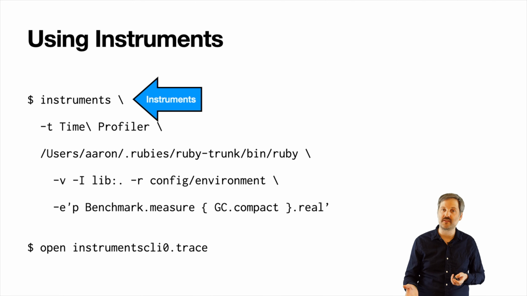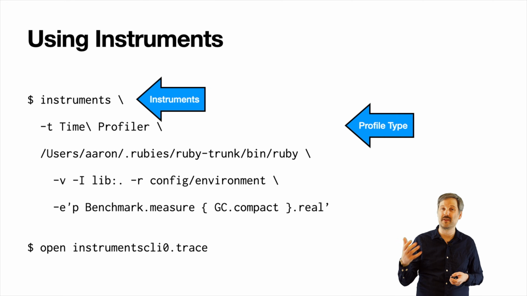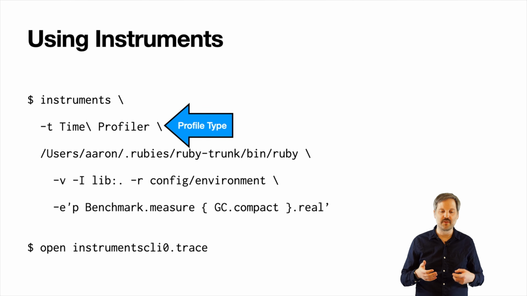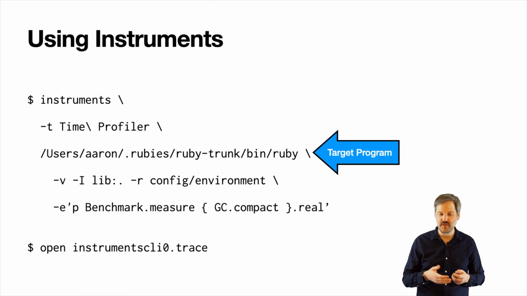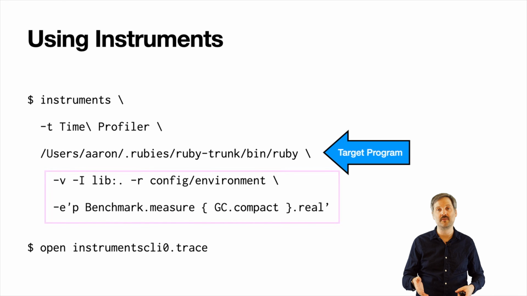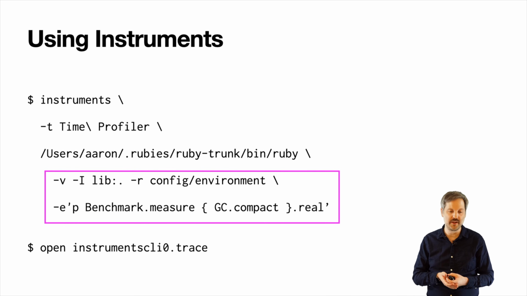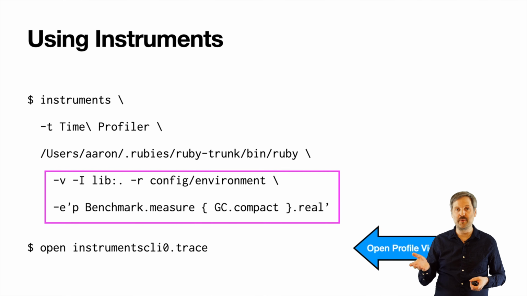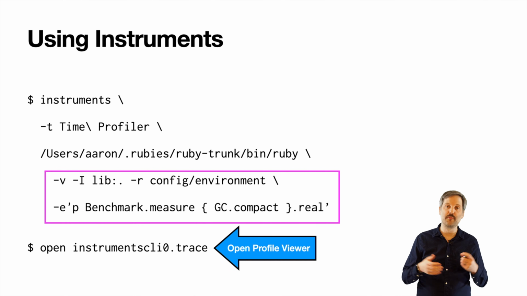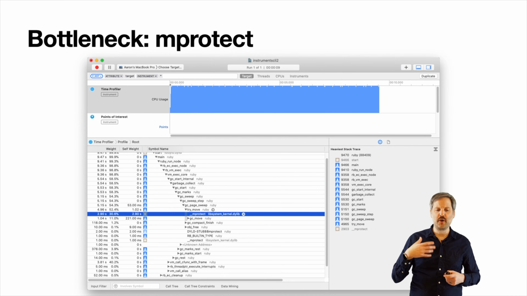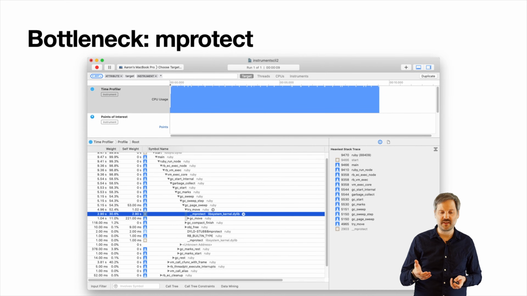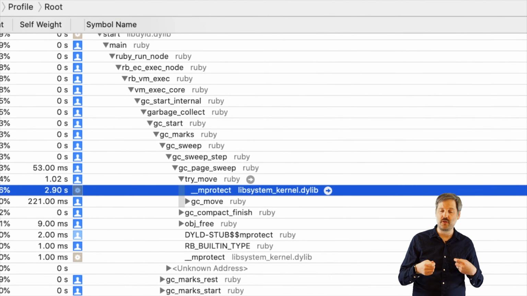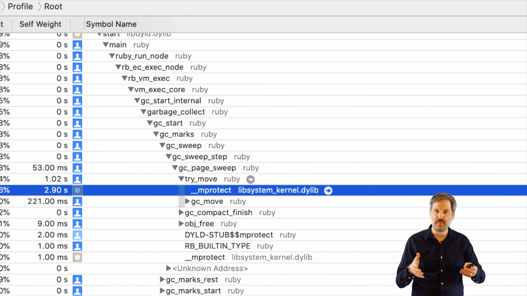Then we have to tell it what type of profiler we're using. In this case, we're doing a time-based profile. Then we give it the binary that we're going to target, which is Ruby in this case, and then we can give it any arguments, which here is requiring Rails and then running gc.compact. Finally, we can use the open command to open this profile, and it'll open in the Instruments GUI tool. If we open it in the GUI tool, we can see where the bottleneck is, and the bottleneck is right here, calling mprotect. So our bottleneck is the mprotect system call itself.